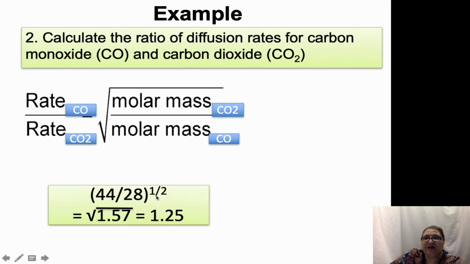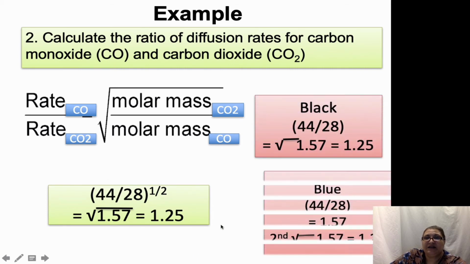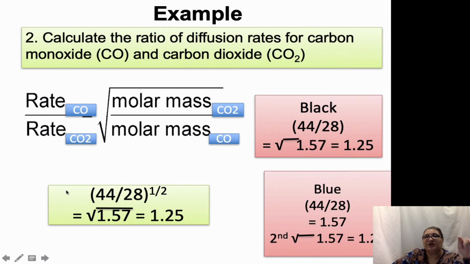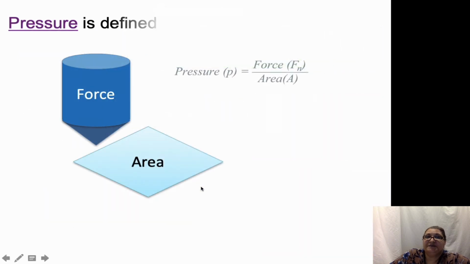What's good about the one online is that you can just press square root and 44 divided by 28, and it just gives you the answer. So I like that one a lot.